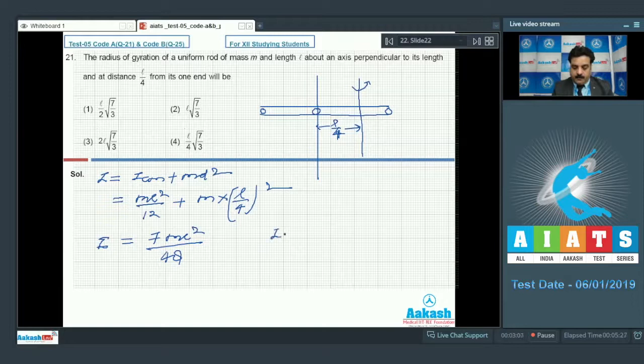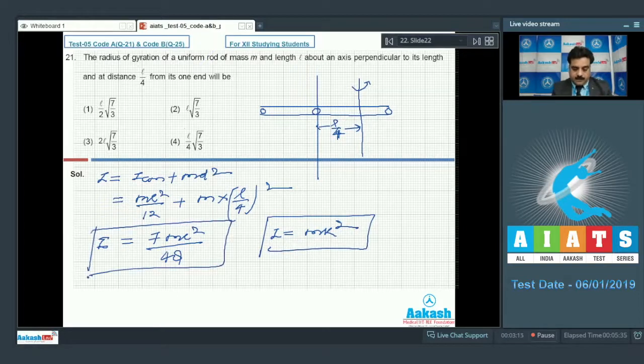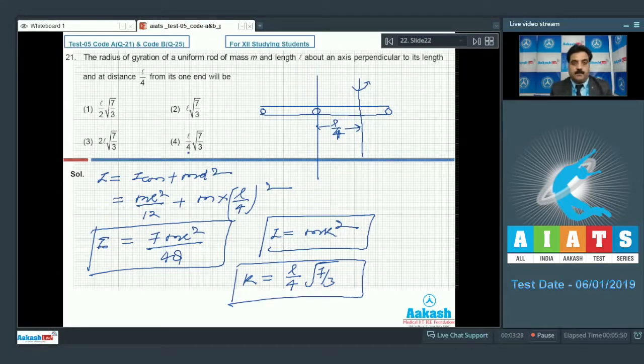And I know the radius of gyration, mk square. If I compare this equation with the final moment of inertia of the given situation, we get k is equal to L by 4 root 7 by 3. So this is the radius of gyration. So my option number 4 will be the right choice. Let's move on to question number 22.